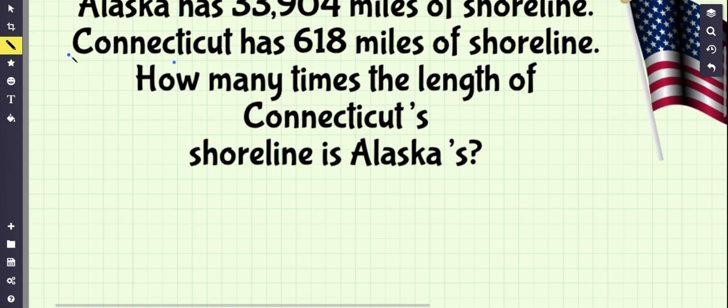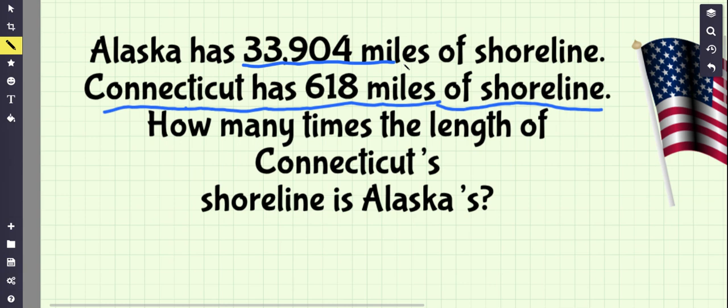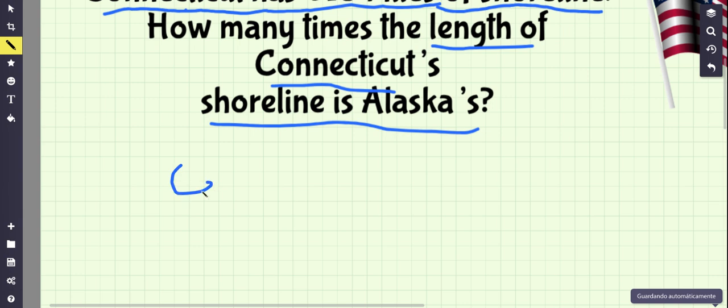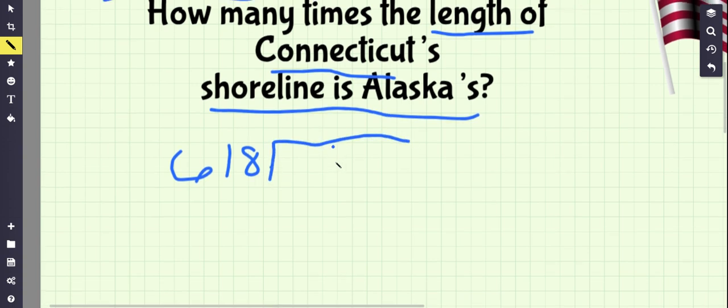If Connecticut has 618 miles of shoreline, and Alaska has 33,904, how many times the length of Connecticut's shoreline is Alaska's? Now we divide by 618 as the divisor, because it's the one we're trying to find how many times as long.